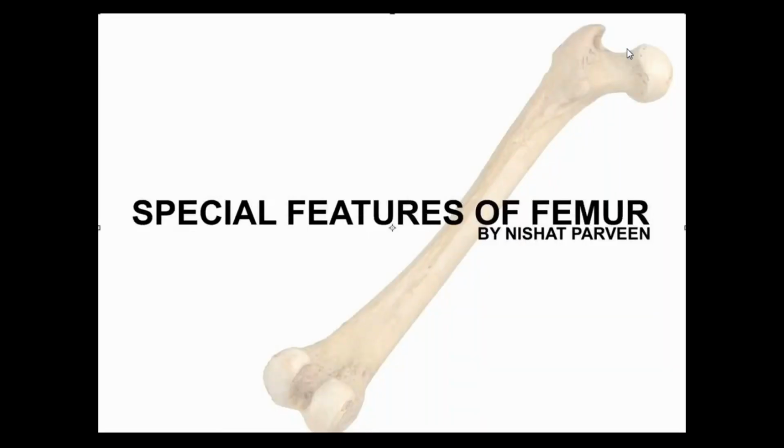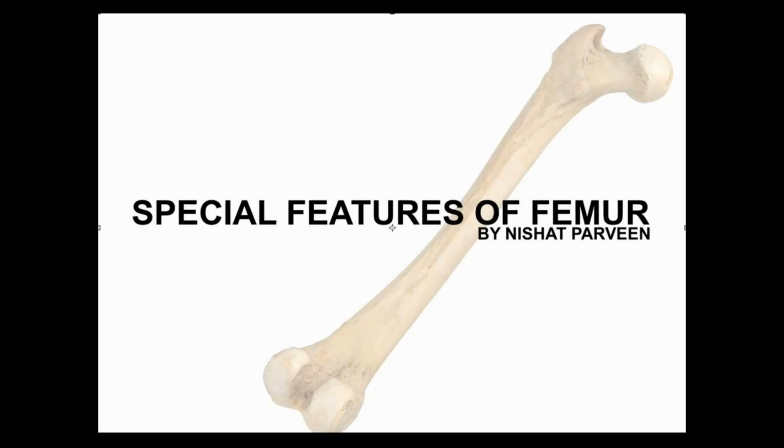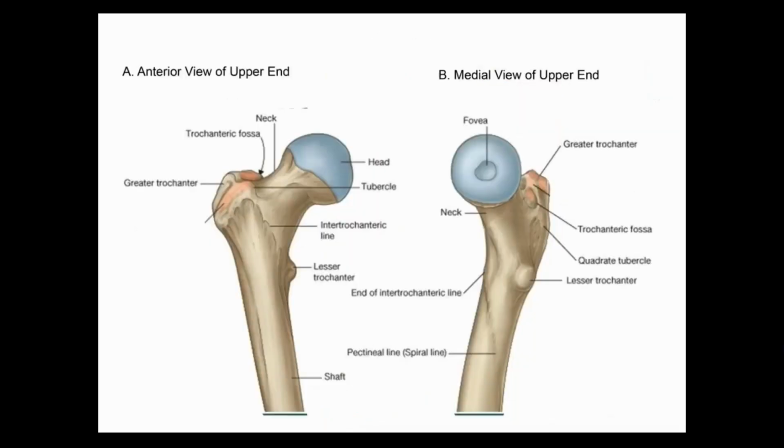Hello all. Today is a demo class on special features of the femur. This is the anterior and the posterior view of the right femur. Like any other long bone, it has an upper end, a lower end, and an intervening shaft. The length of the femur is 45 centimeters.